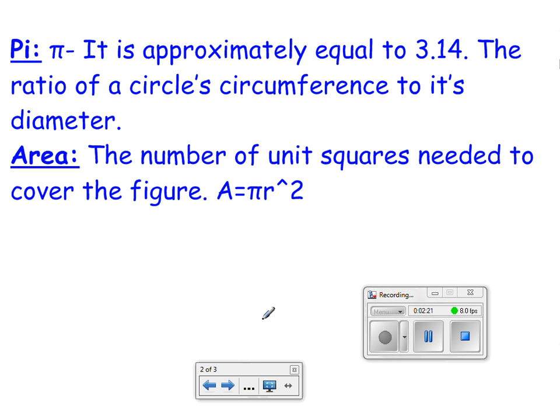Pi, we just talked about that, and that's the symbol for pi right there. It's approximately equal to 3.14, the ratio of the circle's circumference to its diameter.